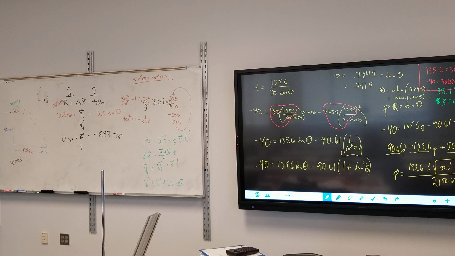So, this I consider to be the hardest of projectile motion problems. The only difference between this and any other projectile motion problem is what you're given and what you're not. Questions?